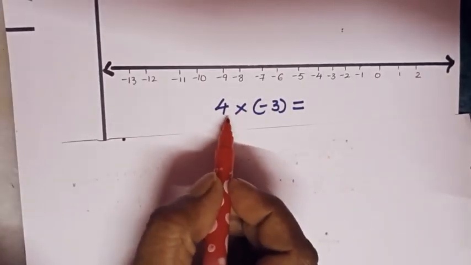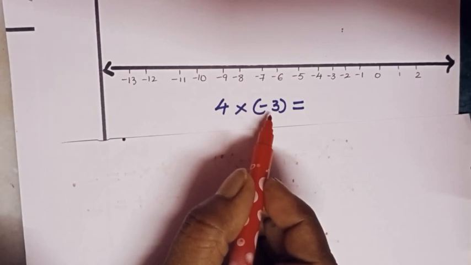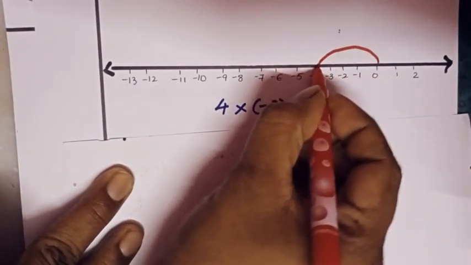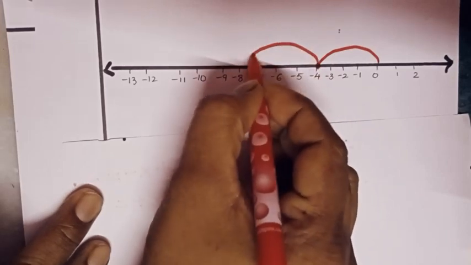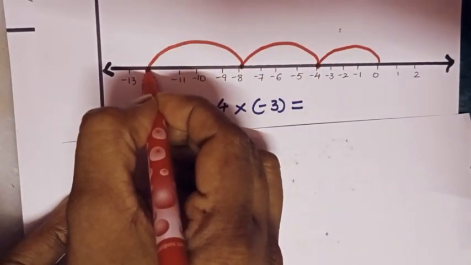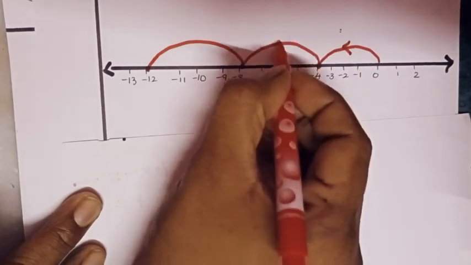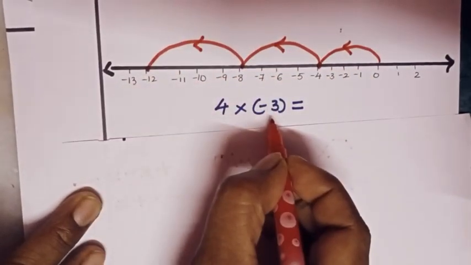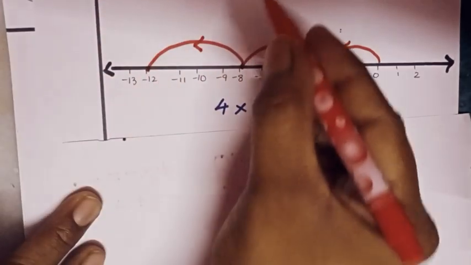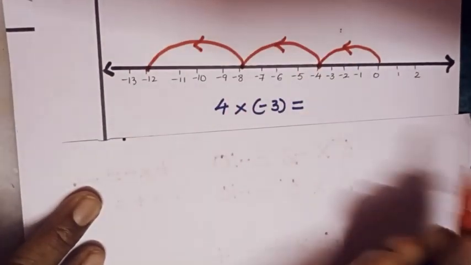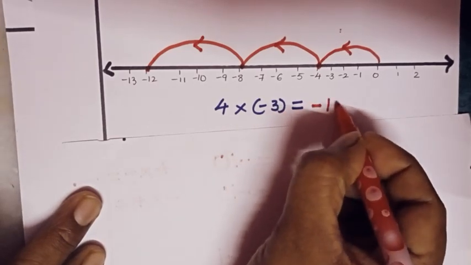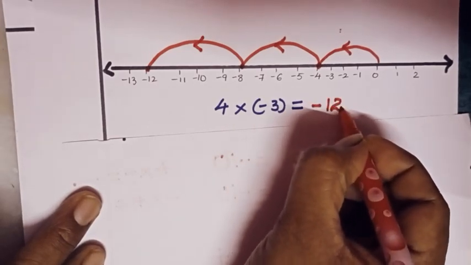Let us take one more example, children. 4 into minus 3. Let us take 1, 2, 3. 1, 2, 3. We have to go to the left side. Minus 3, so left side. Plus 3 means right side. So what is 4 into minus 3, children? That is minus 12.